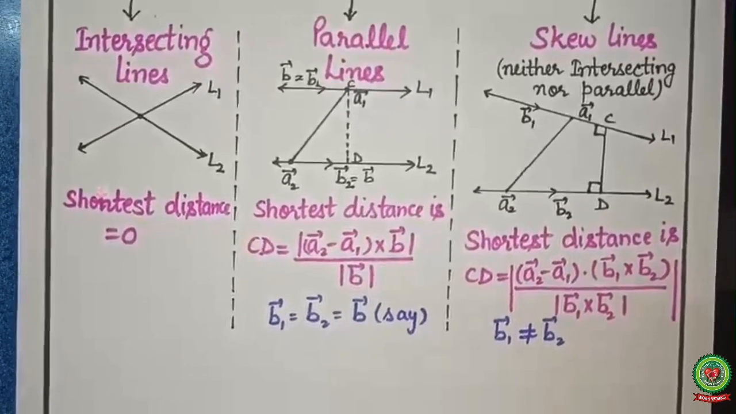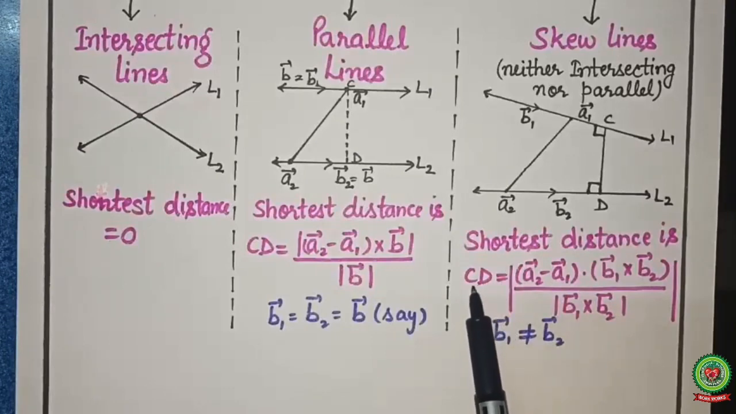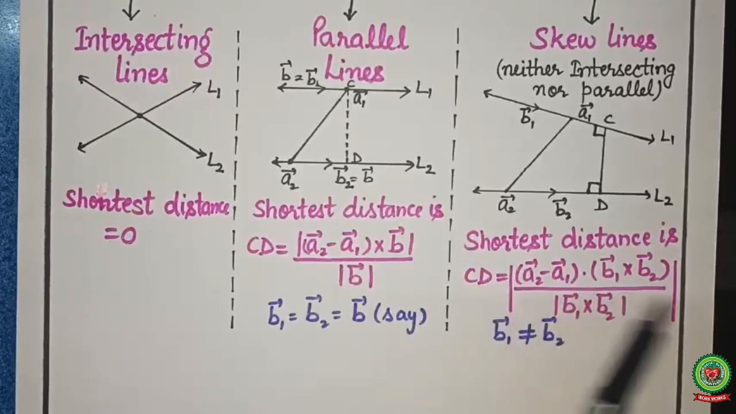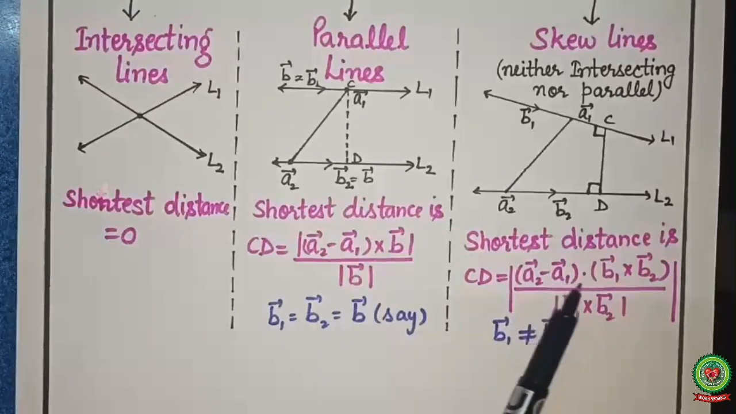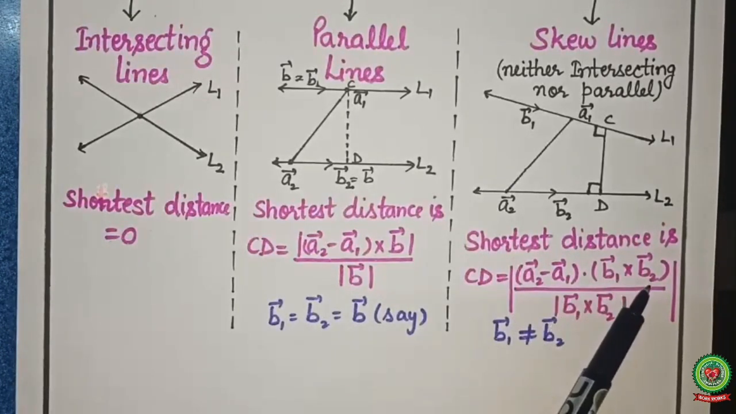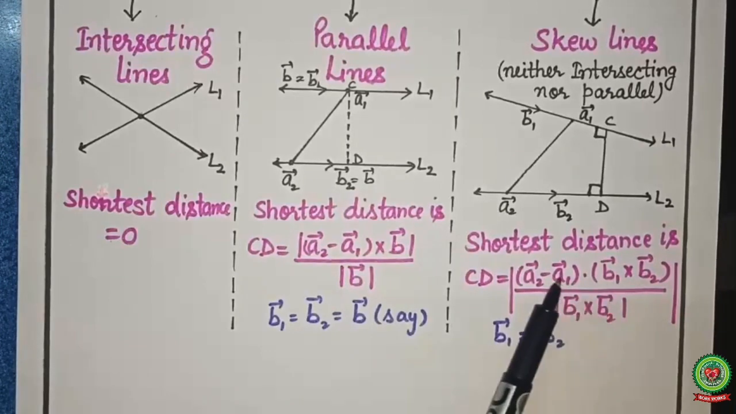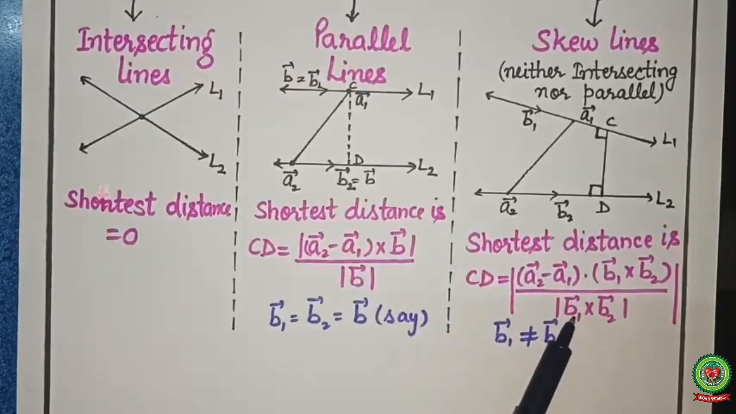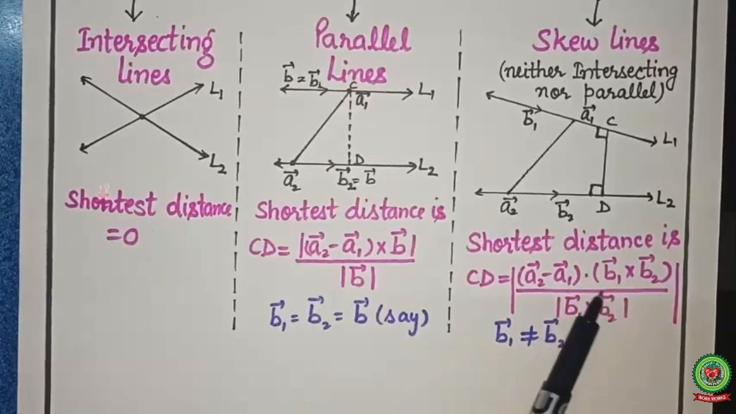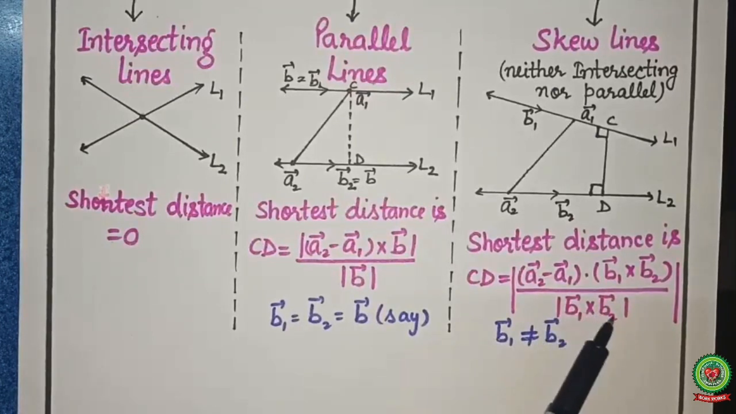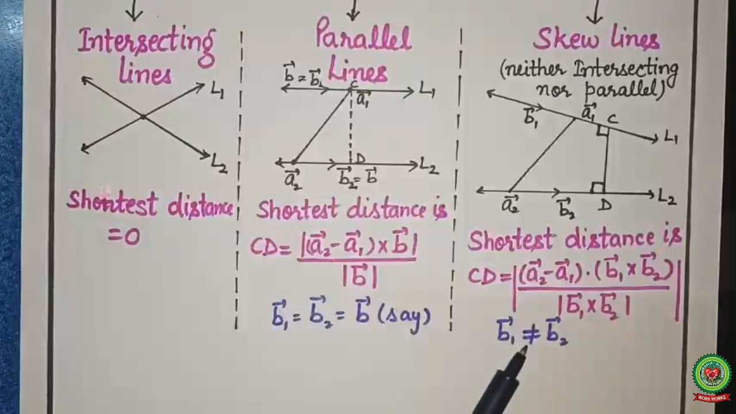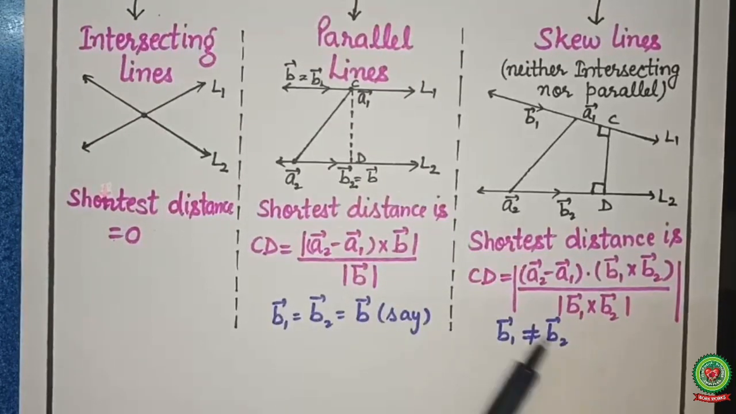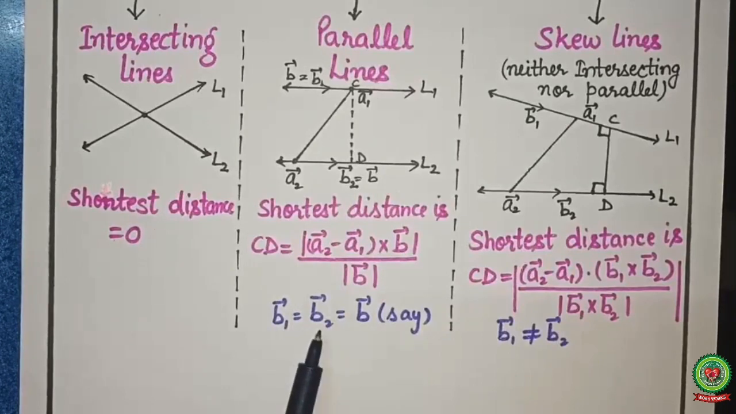So in this case, the shortest distance formula is CD equal to mod of A2 minus A1 vector dot B1 vector cross B2 vector. Here cross product is there, and between these two terms we have a dot product, divided by mod of B1 cross B2 vector. Here we have to find the modulus of B1 cross B2 vector. When you divide them, we will get the shortest distance between two skew lines. In this case, B1 is not equal to B2. Remember, in parallel lines, B1 and B2 are equal.